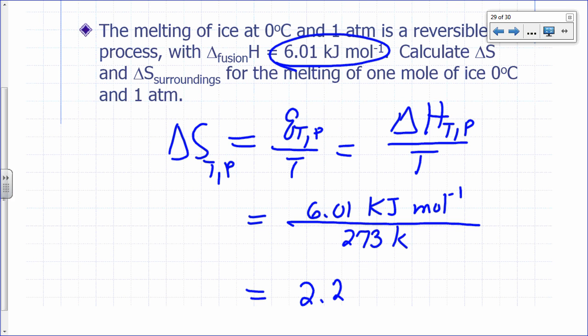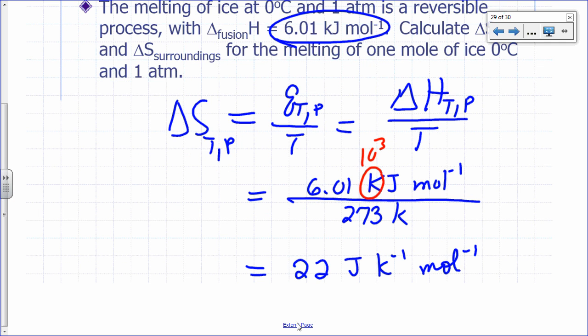What is it? 2.2 times... That can't be. Okay, 22. You have to, this kilo is 10 to the third, times 10 to the third. Okay, so the answer is how much? 22 joules per Kelvin per mole. Okay.